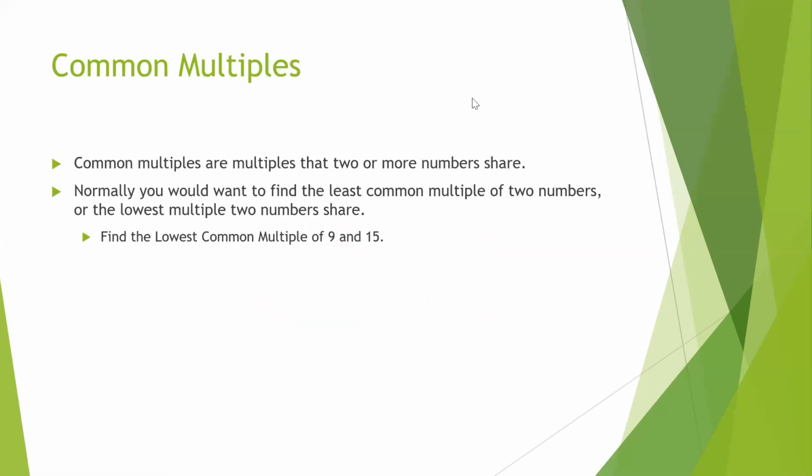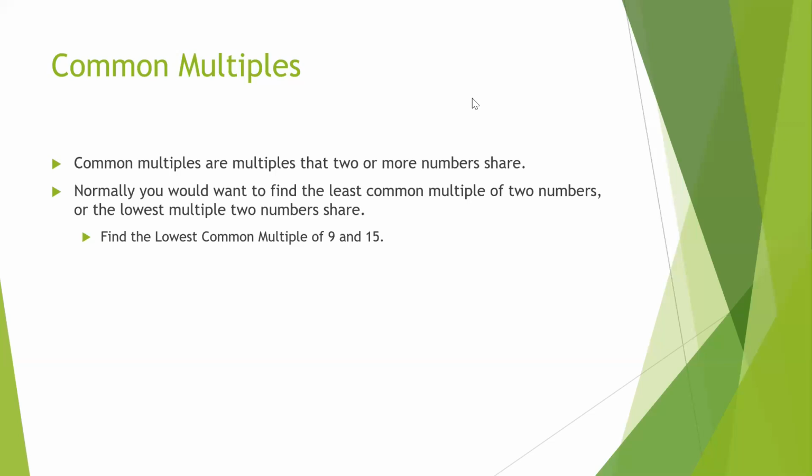So common multiples. Basically, common multiples are the same thing as common factors, but instead of factors, you need to find multiples that two numbers share. And usually, math problems tell you to find the least common multiple, which is the lowest multiple that two numbers share. So what I'm going to do here is I have two ways of doing this.